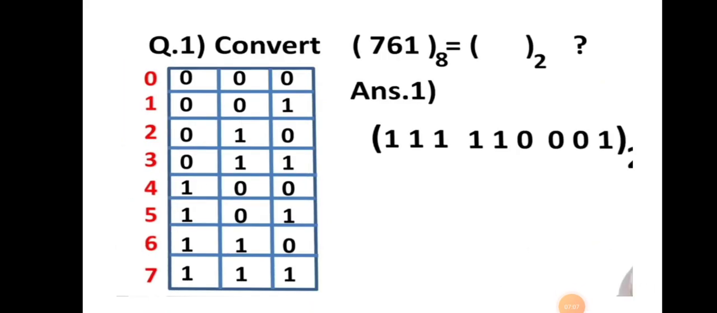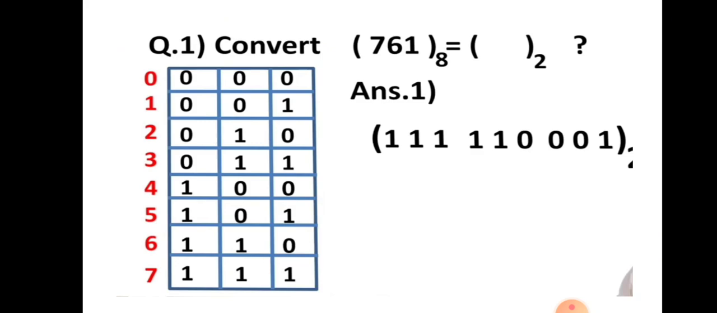So moving ahead, we will see 8 questions in total to cover all these conversions. So the first question is 761. This is an octal number which we have to convert into a binary number.